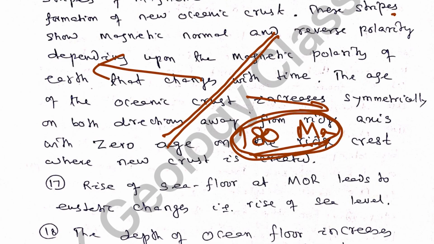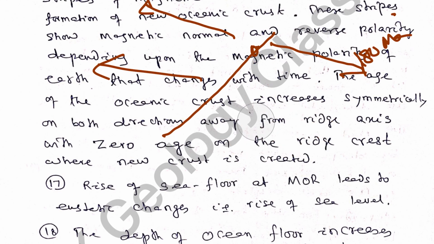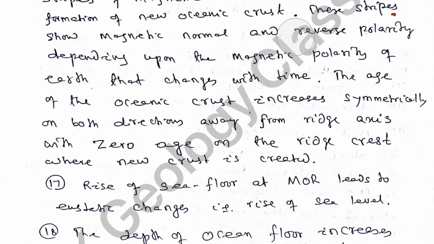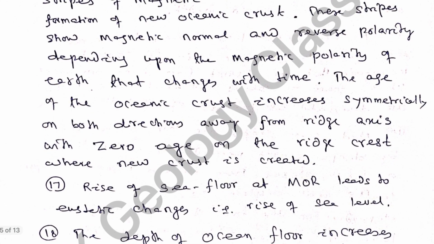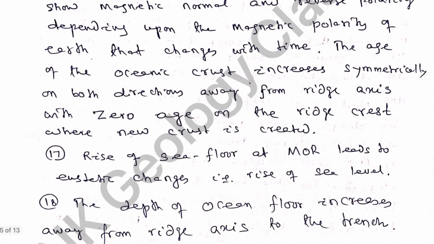And the age of the oceanic crust at the crest of the mid-ocean ridge is 0, varying sideways up to 180 Ma, 180 million years. So, mid-oceanic ridges are the sites where new rock is being created, and it is found to be very young in age.